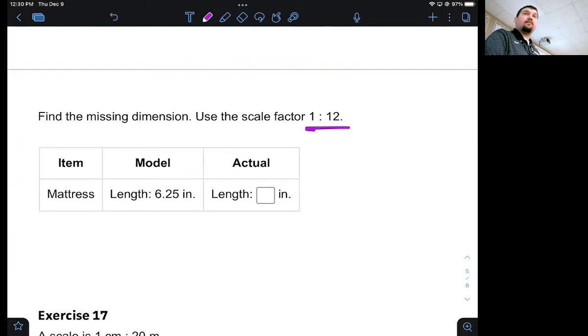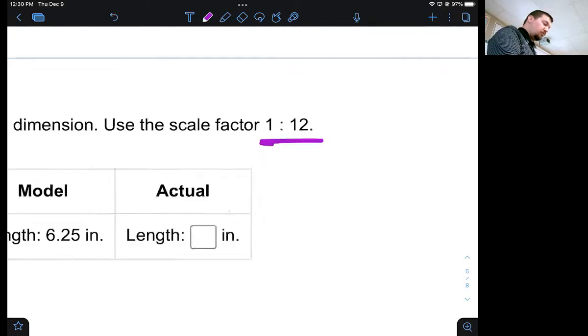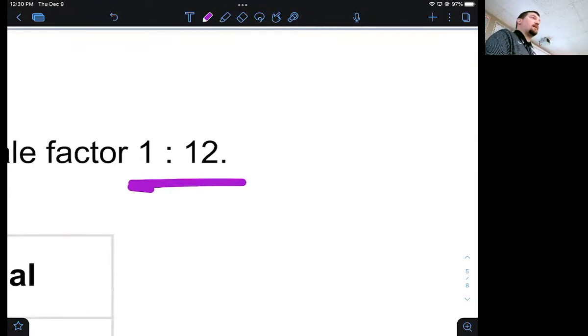Alex? No. Michael, how many times bigger is it? Nope. Alexi? Nope. How many times bigger is the actual mattress? Gage? 12 times bigger. Remember, we just went over that with the last scale factor we did.